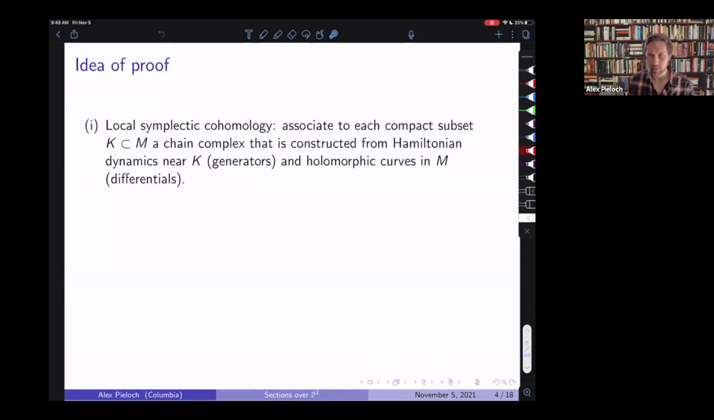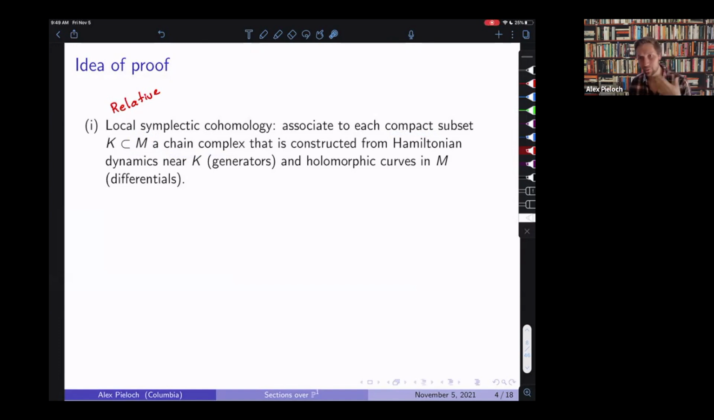Let me say a word about what the proof is on the very high level. The key input from Floer theory or symplectic topology is the use of a quantitative form of Floer cohomology. I call this local symplectic cohomology, and in the literature, this is also sometimes referred to as relative symplectic cohomology. The idea is to associate to every compact subset of a symplectic manifold M some chain complex. The generators of the chain complex are constructed from the Hamiltonian dynamics near a compact subset K.